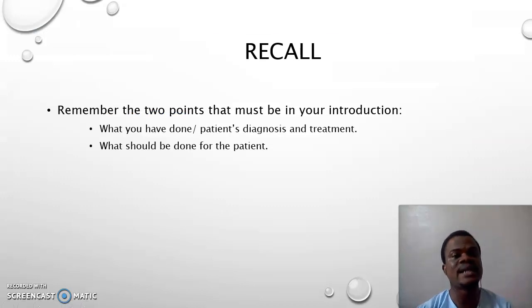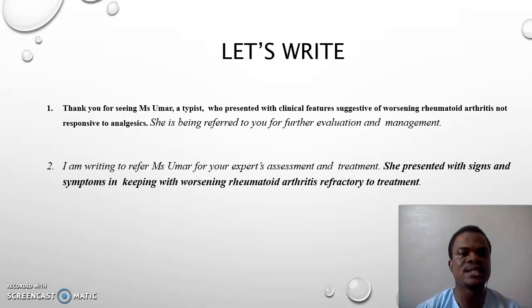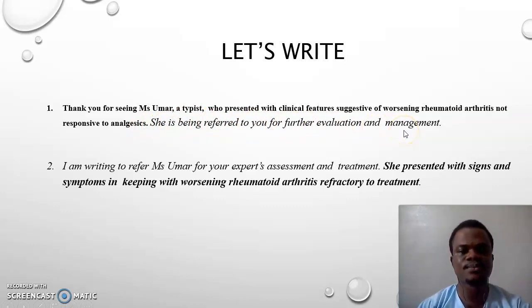So let's recall that these 2 points must be in your letter: you must describe what you've done for the patient, the diagnosis, and then you must explain what you want to be done for the patient. Now let's write this introduction. Let's write it this way. Thank you for seeing Miss Uma, a typist, who presented with clinical features suggestive of worsening rheumatoid arthritis not responsive to analgesics. She is being referred to you for further evaluation and management.